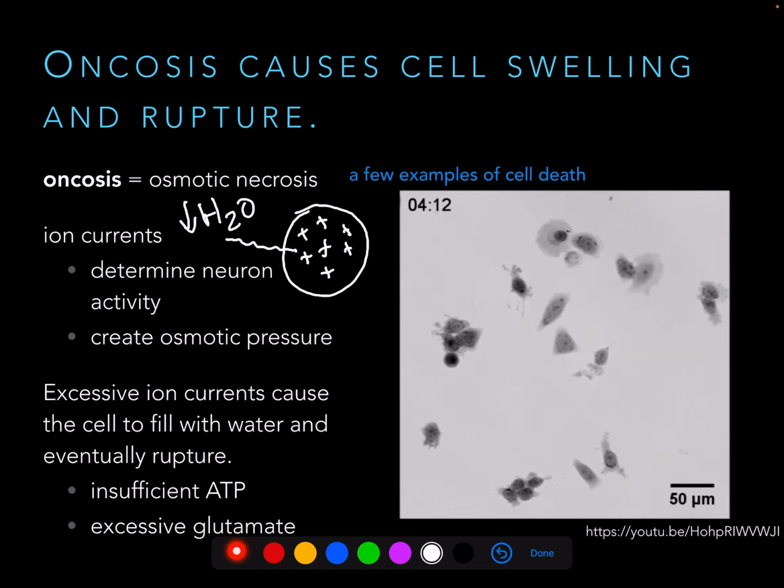Let's get some of this junk out of the way. All right, here we're going to see oncosis occurring in these cells. Look at them swelling up. They're getting much larger, and then pop, pop, pop.